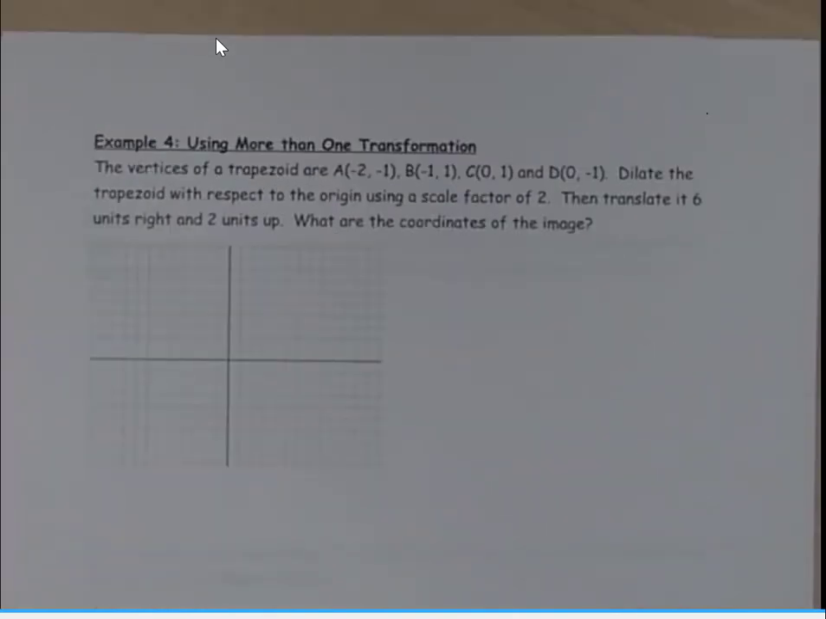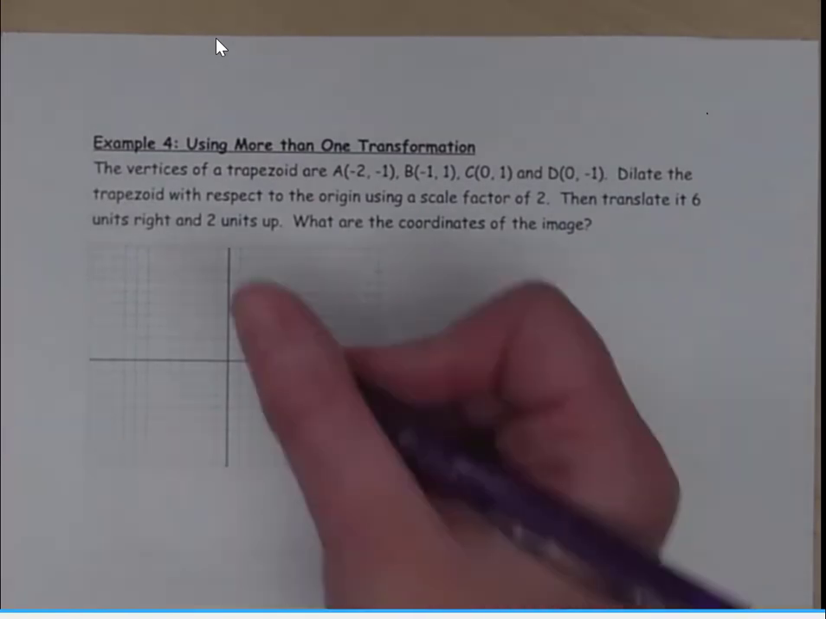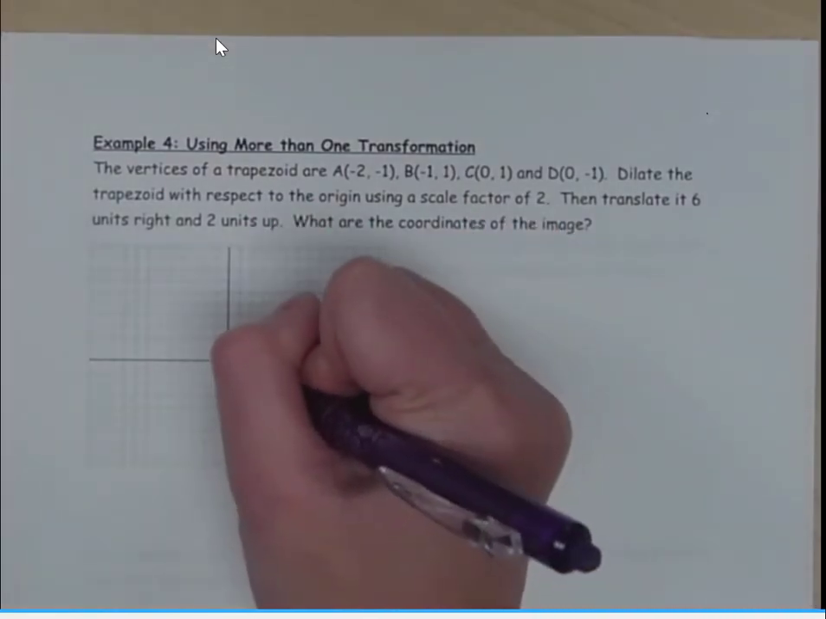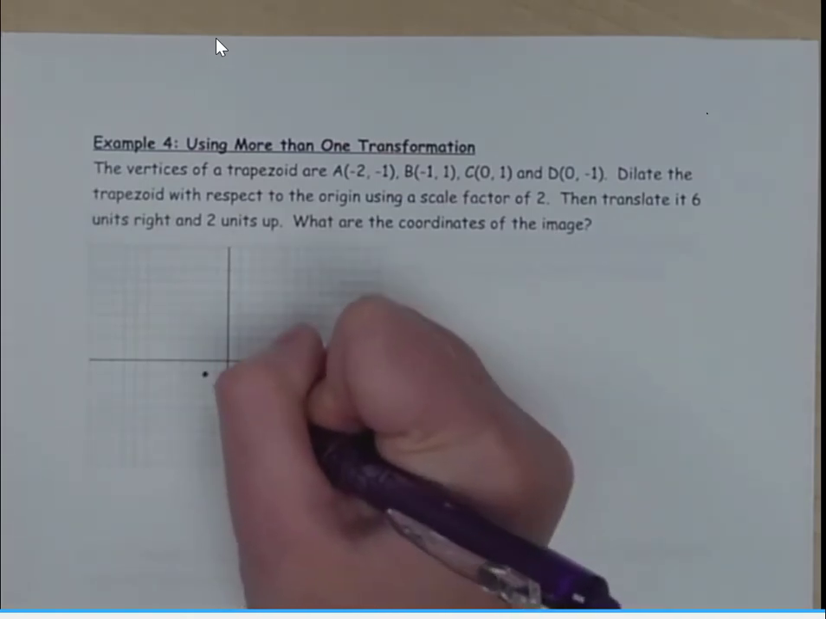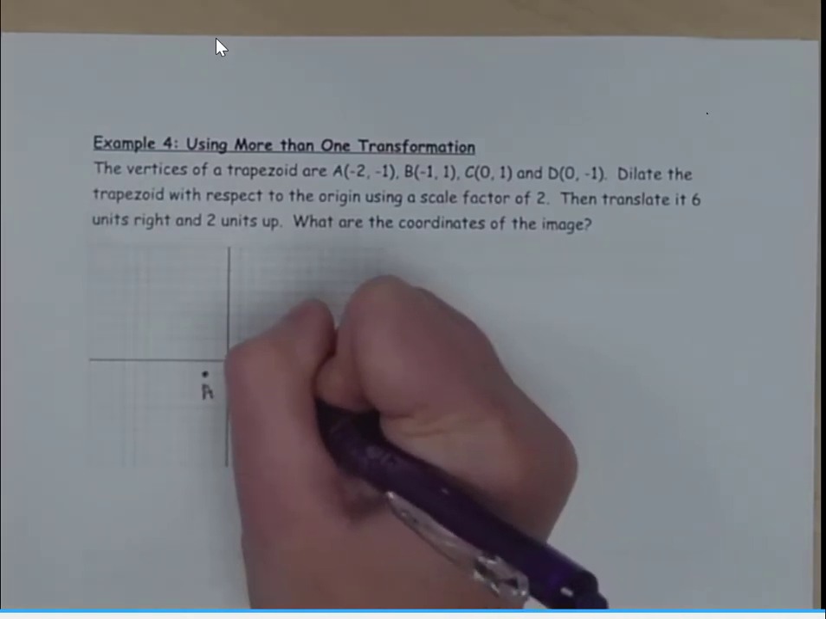So let's take a look at example 4. The vertices of a trapezoid A, B, C, and D. Dilate the trapezoid with respect to the origin using a factor of 2. Then translate it 6 units right and 2 units up. So the first thing we're going to do is draw our image. So I have -2, -1. That is A.